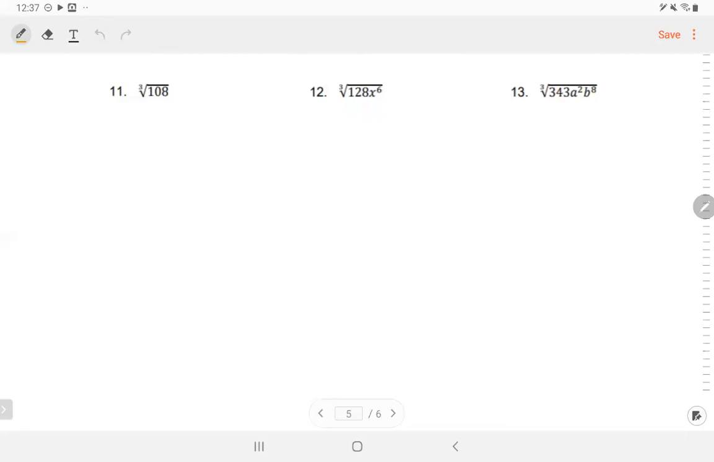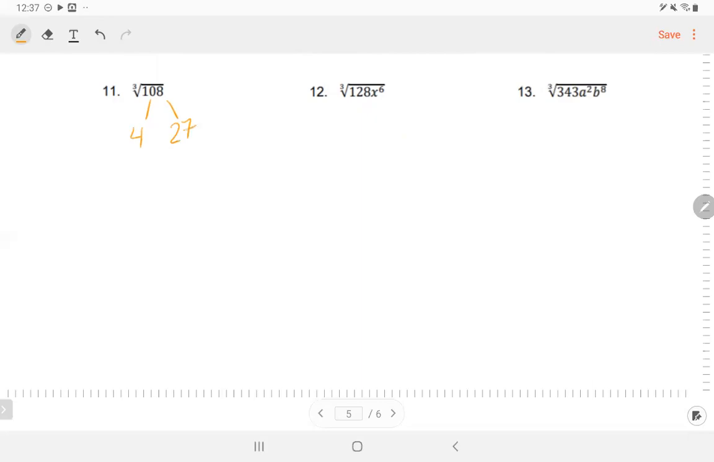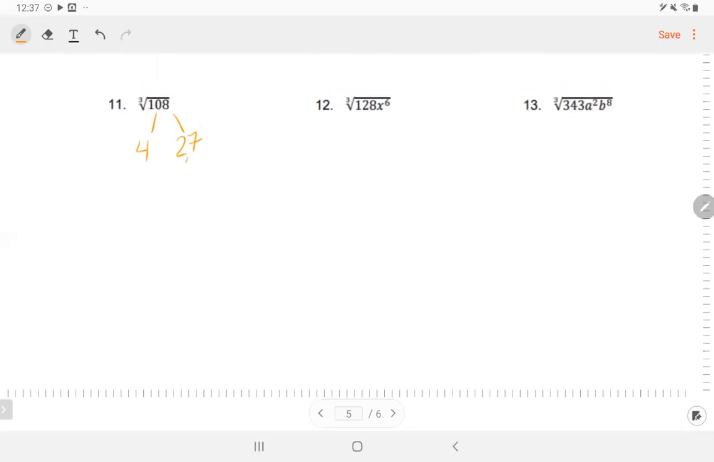Okay, 11, cube root of 108. So I'm going to try and think what number goes into 108 evenly. I know that 4 goes into 108. If I divide 108 by 4, I'll get 27. And I know that 27 can be divided by 3 to get 9, and 9 can be divided by 3 to get 3. Now I have 3 3's, but I still have this 4 here.